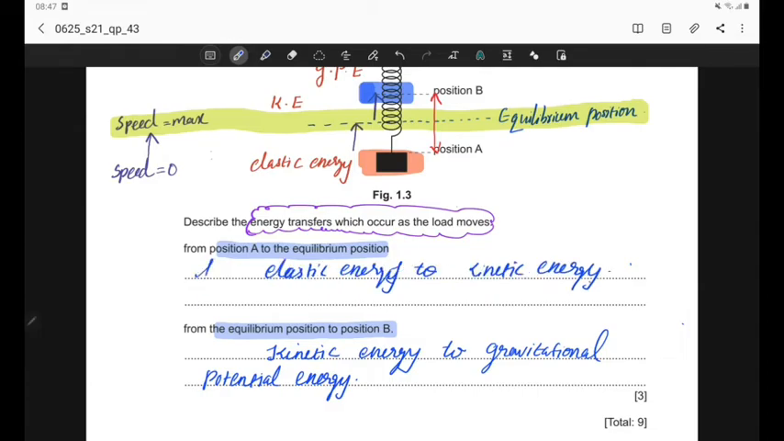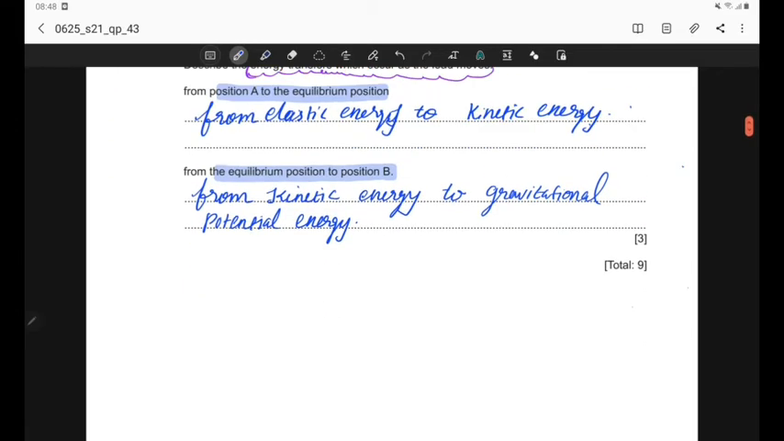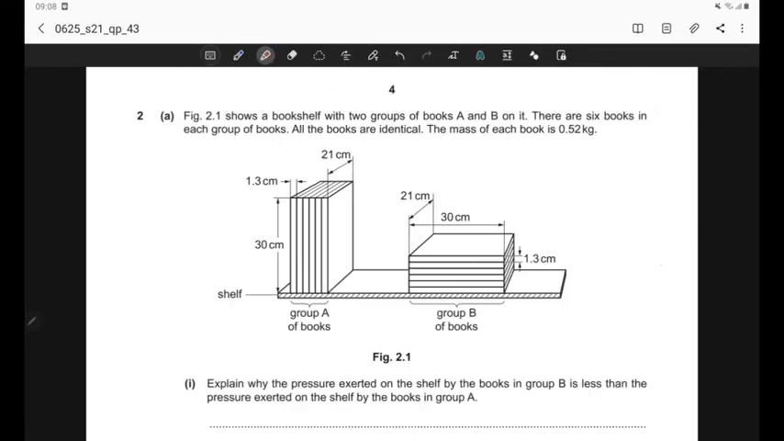You should mention from which energy to which energy. So from elastic energy to kinetic energy. Likewise, from kinetic energy to gravitational potential energy. So you'll get 3 marks.